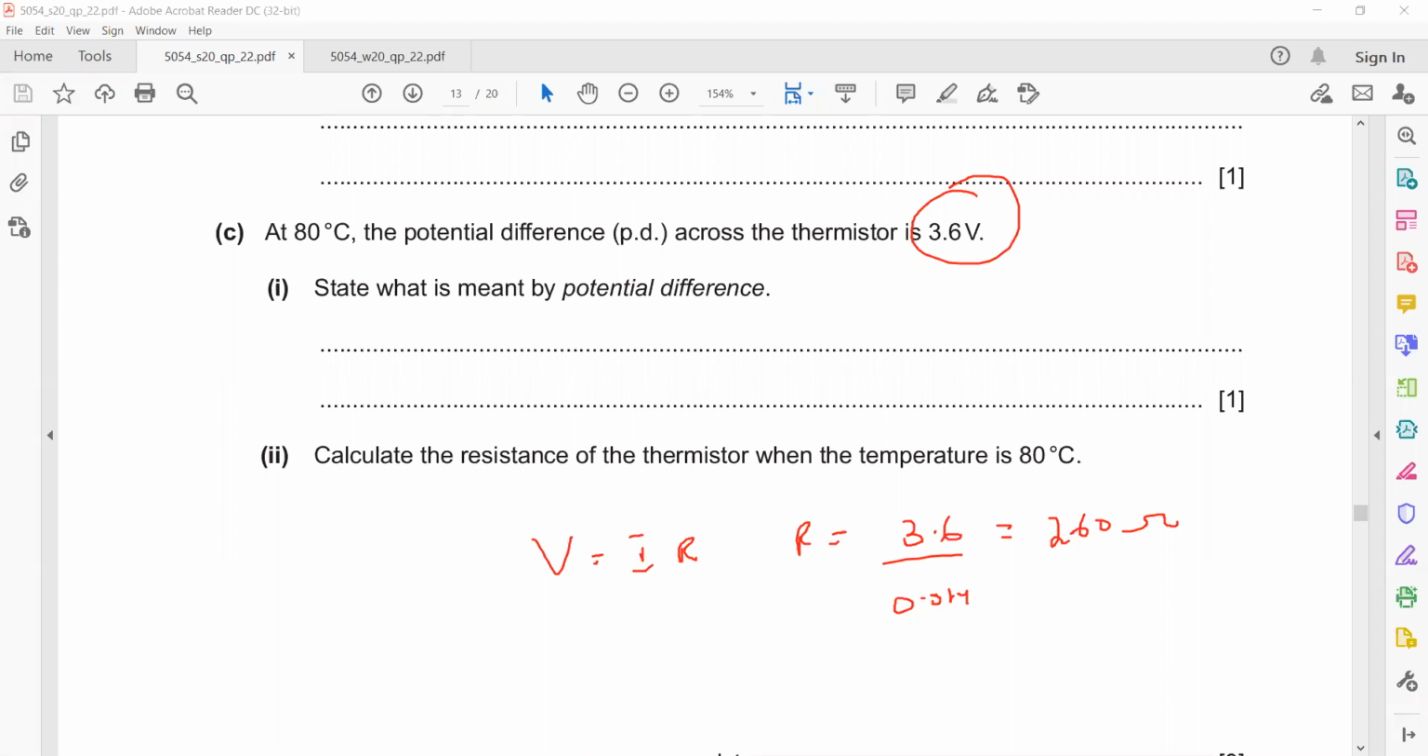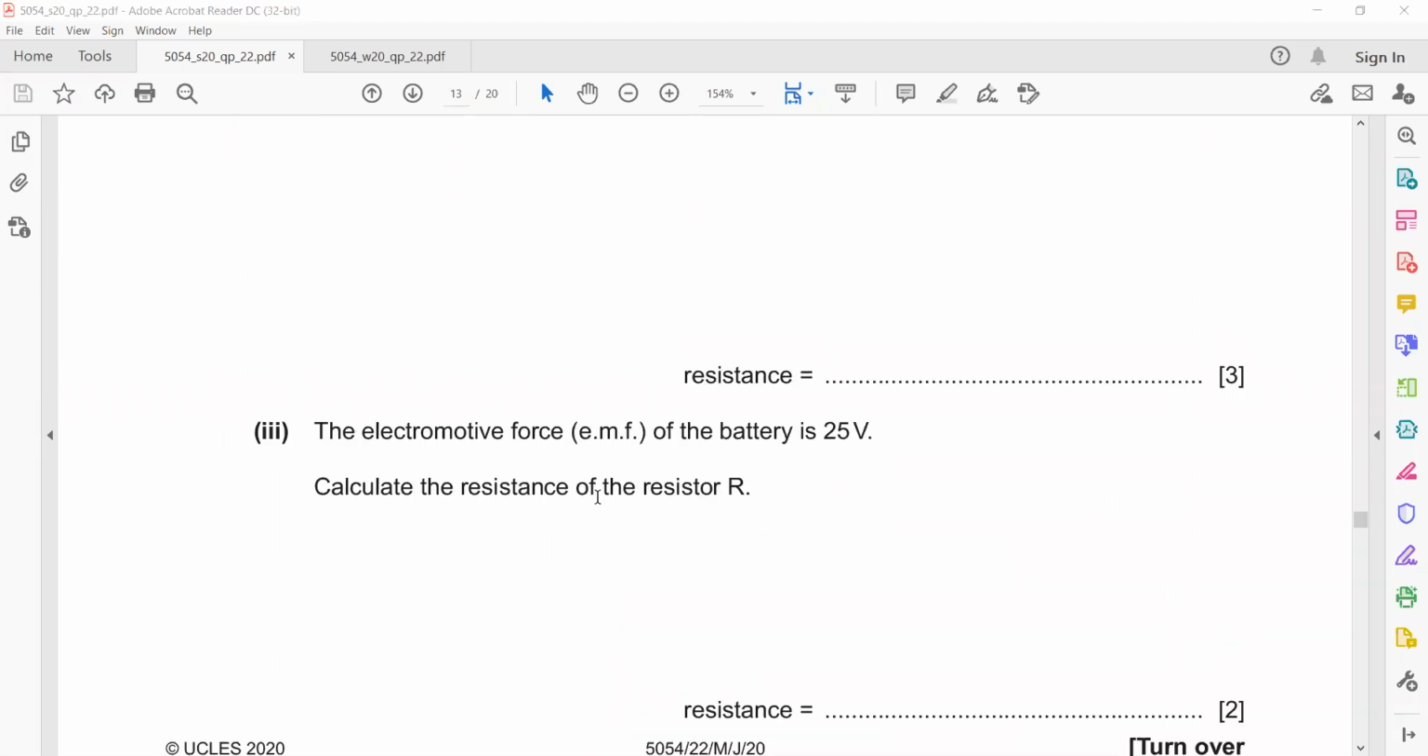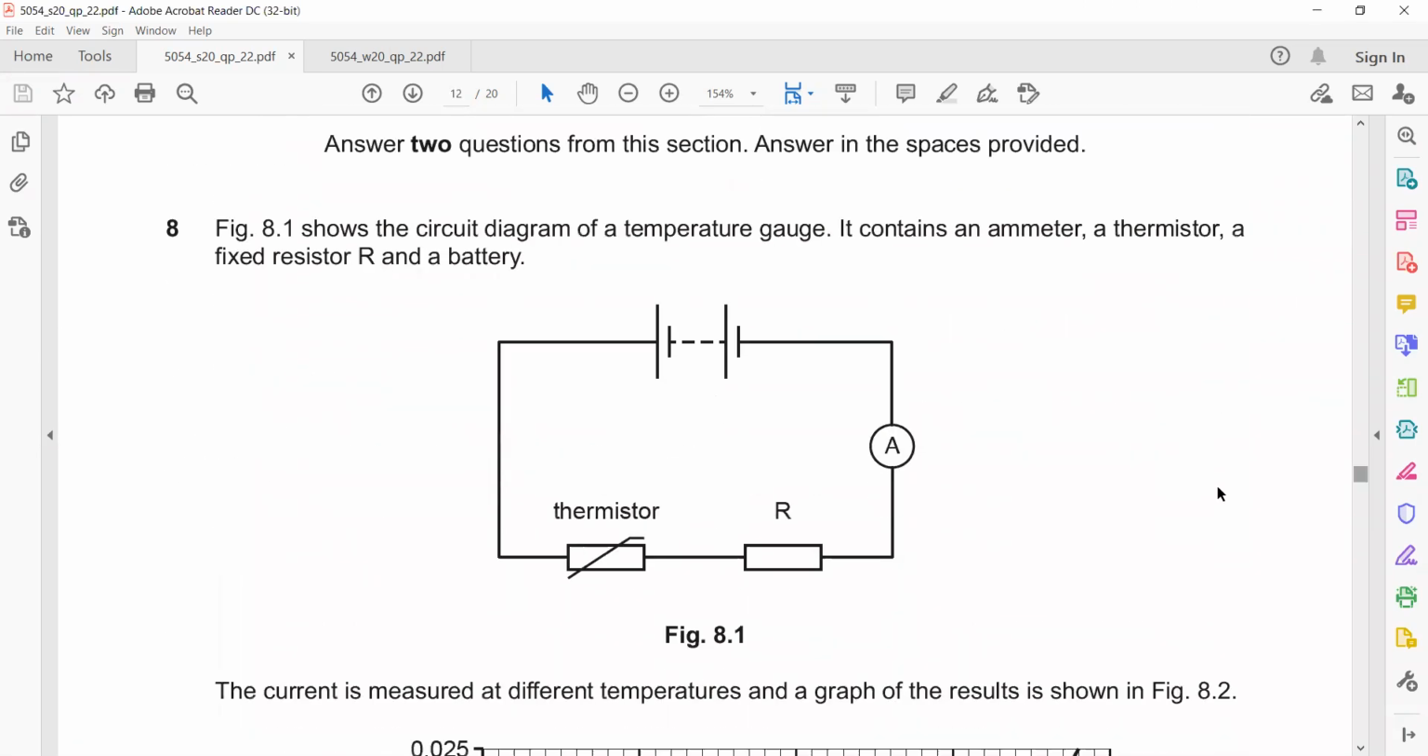Next part, the electromotive force of the battery is 25. Calculate the resistance R. So if the EMF is 25, the total voltage is 25, and out of 25, 3.6 volts dropped here. So the remaining voltage will drop across the fixed resistor. So 25 minus 3.6 is 21.4. So 21.4 volts will be dropped across the fixed resistor.